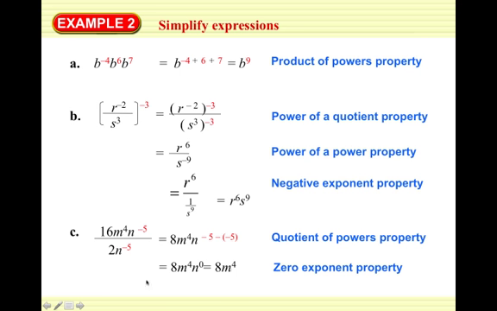Now another thing you could do is just notice, oh, I've got n to the negative fifth here and n to the negative fifth here. Those are the same expression exactly, so I can just cancel them.